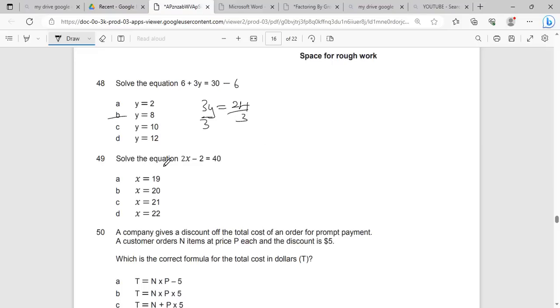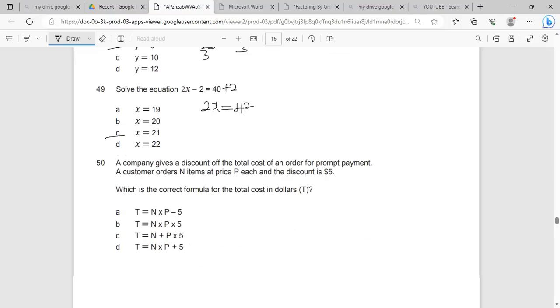All right, this one says solve for that. So we have -2. So we add 2 to this side, which gives us 42. So 42 divided by 2 is 21. All right, a company gives a discount of the total cost of an order for prompt payment to a customer in items at price P such that of a discount of $5. So basically, we know discount, subtract $5. All right, can only be that.